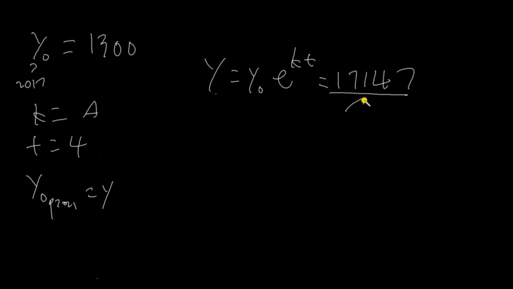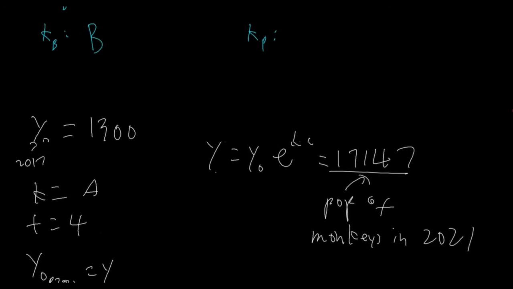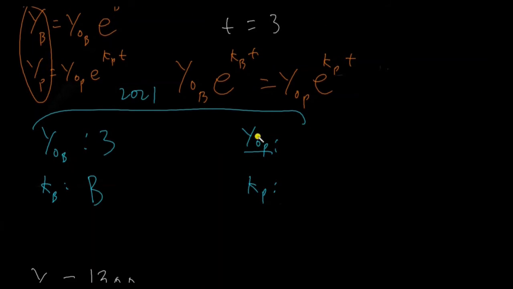So this is the population of the monkeys in 2021. Okay? So we'll put that in, 17,147, into here. And then the K value for the monkeys is going to be A. So now we have all the values that we need. So I'm going to take this here, and I'm going to plug in my value.